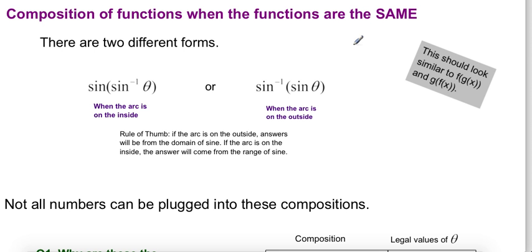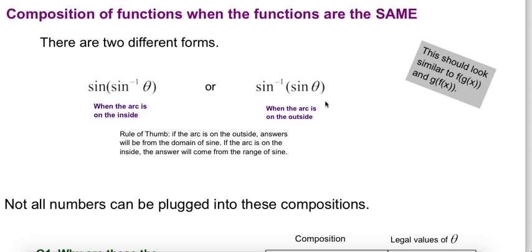But there are two main categories to these composite inverse trig functions. There's the case where the trig functions are the same and where they're different. So we'll start with when the trig functions are the same. And underneath of that main umbrella, there's the case where the arc is on the inside or where the arc is on the outside.